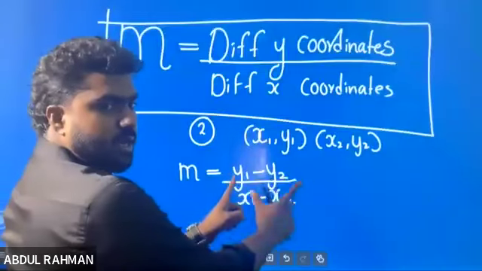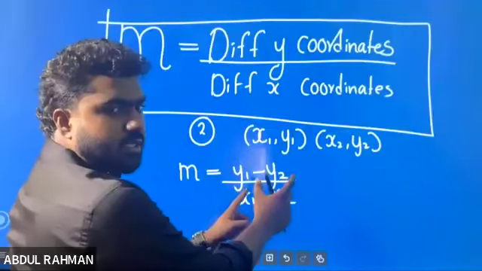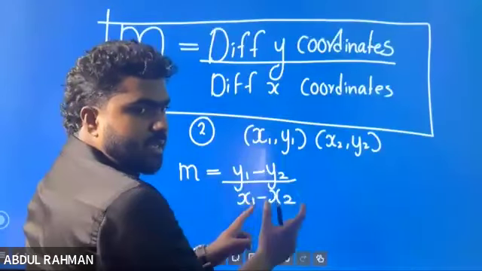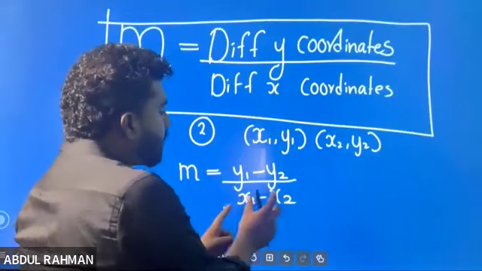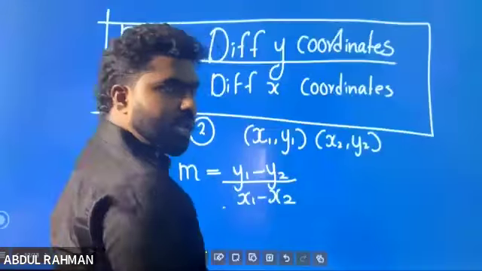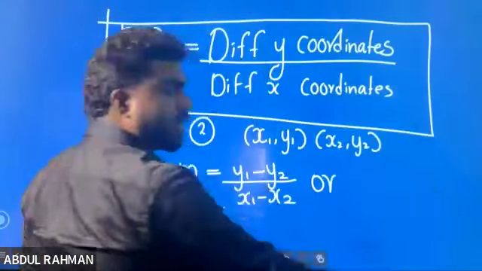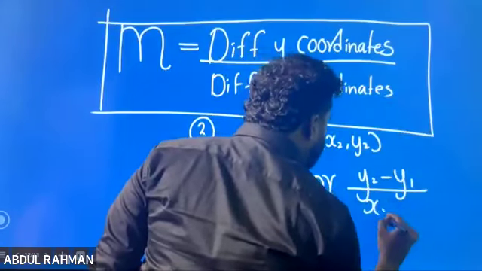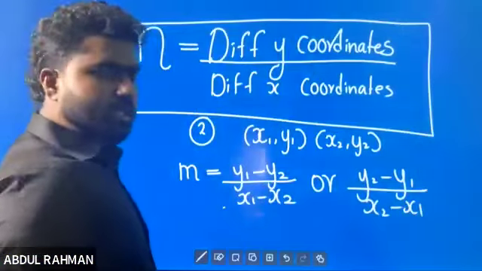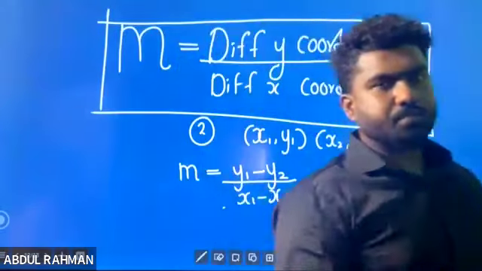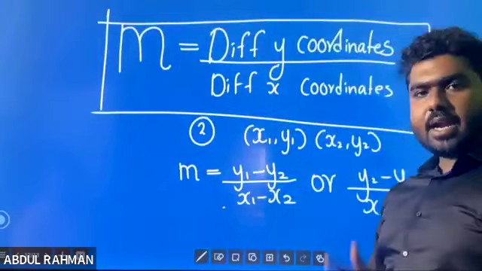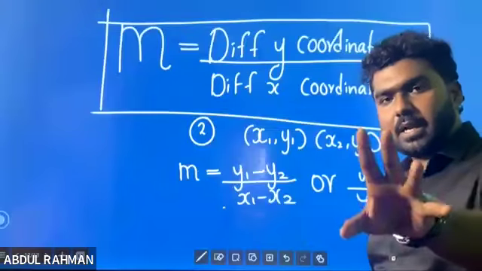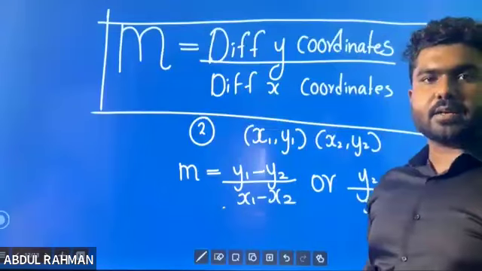See the difference? I took the difference, the subtraction of the y coordinates, y1 minus y2, and then the difference of the x coordinates, x1 minus x2. Or you can write it the other way around: y2 minus y1 over x2 minus x1. So you have two equations. You don't need to apply both of them; you need to apply one of them, but be careful what you apply.